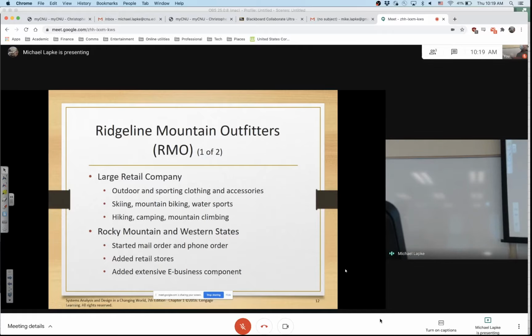So what the text does at this point is it kind of goes through an example of a company that's building not an entire information system, but something kind of halfway between an application and an information system. So this Ridgeline Mountain Outfitters, they're a large retail company. They sell clothing, accessories, skiing, mountain biking, and so on and so forth. The business processes currently, they started with mail order and phone order. They added some brick and mortar stores, and they most recently have added an extensive e-business component.